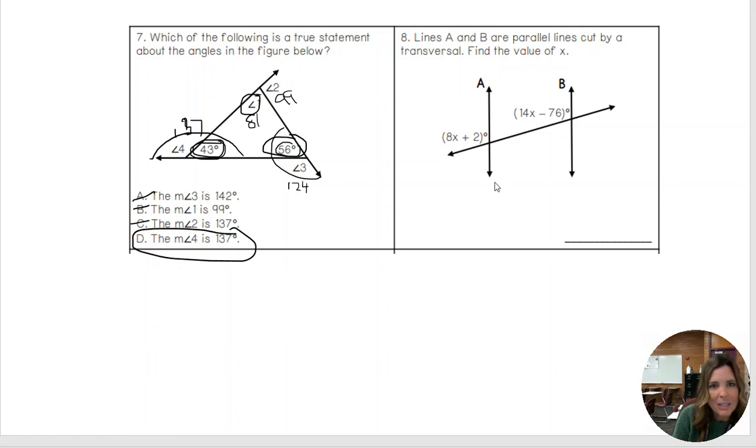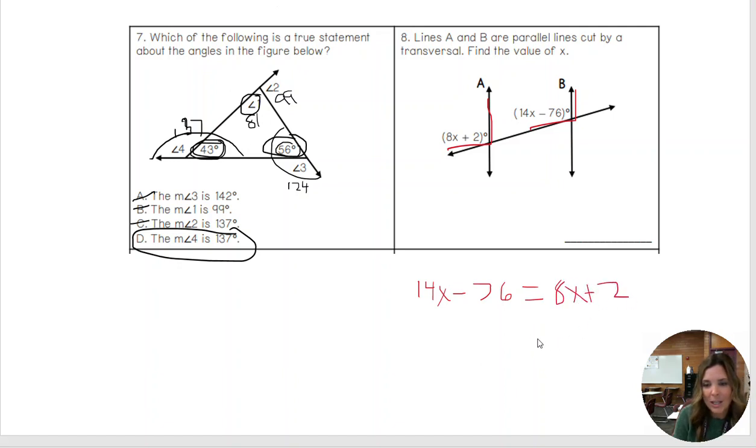The thing that you needed to realize in order to do this next one is that A and B are parallel lines, and these two right here, you can see that they're in matching corners. Those are called corresponding angles. And the thing that you know about corresponding angles is that they are equal to each other. So you needed to set up an equation that said 14x minus 76 equals 8x plus 2.